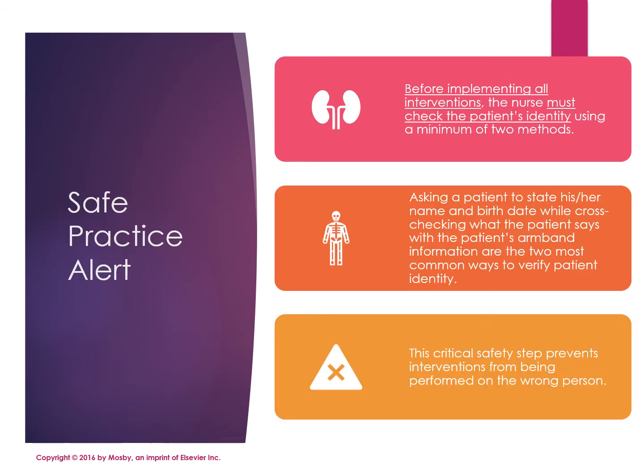Safe practice alert. Before implementing any intervention on a patient, the nurse must check the patient's identity using a minimum of 2 methods. This is done by asking the patient's name and date of birth, and if you're in the VA setting, we'll ask for the patient's name and their Social Security number. This is a critical safety step that helps prevent interventions from being performed on the wrong person.